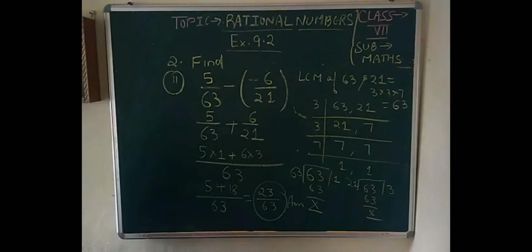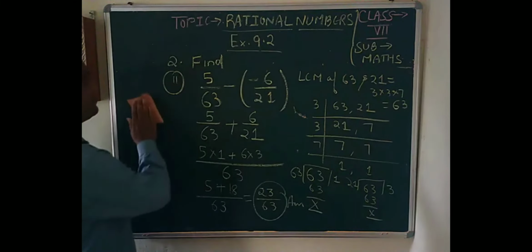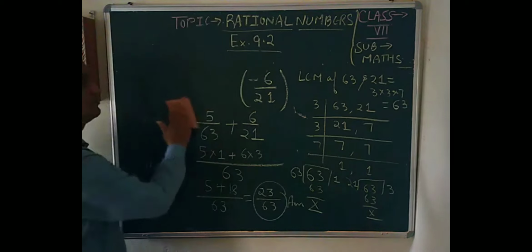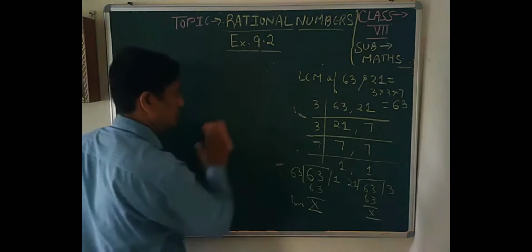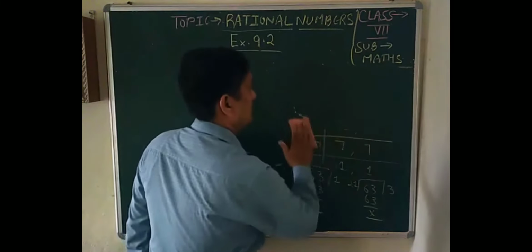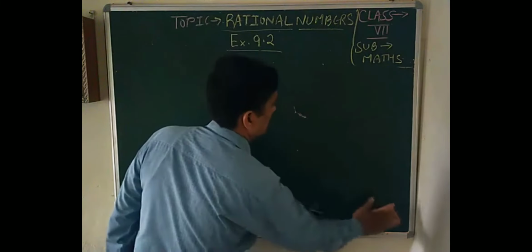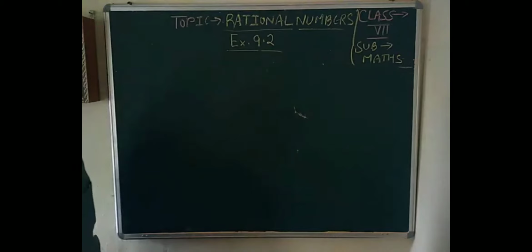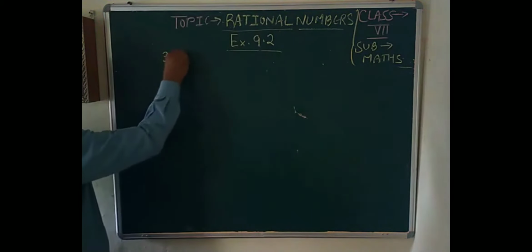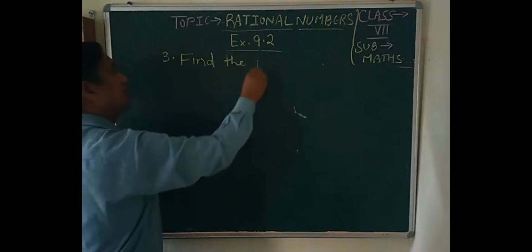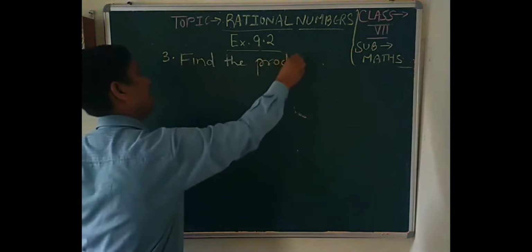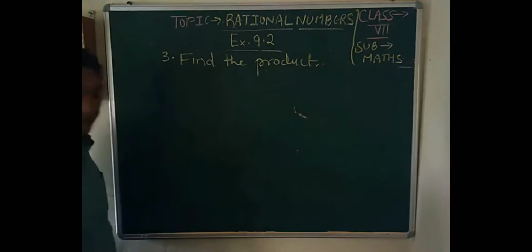So 23 upon 63 is your answer. Now children, next we will do question number 3. Please look. Question number 3 is find the product. Find the product means we have to multiply.